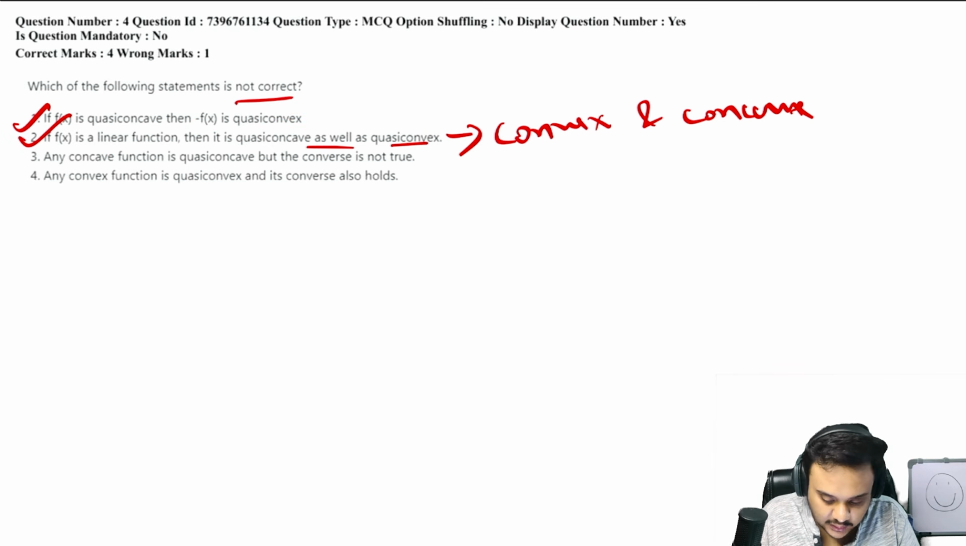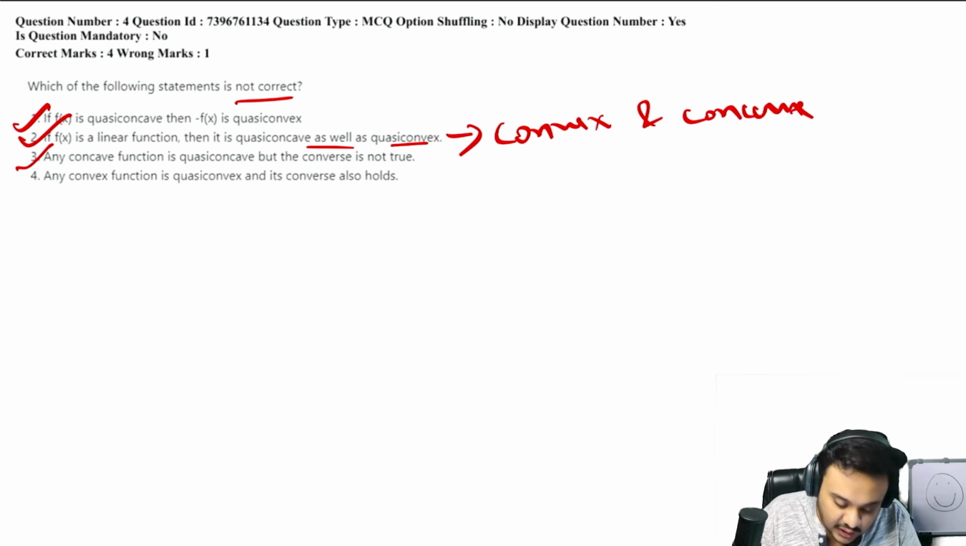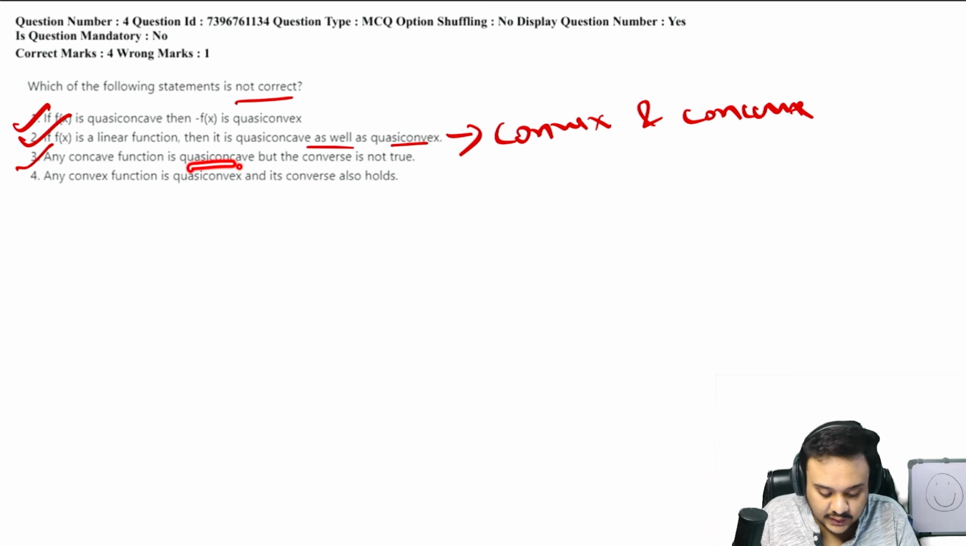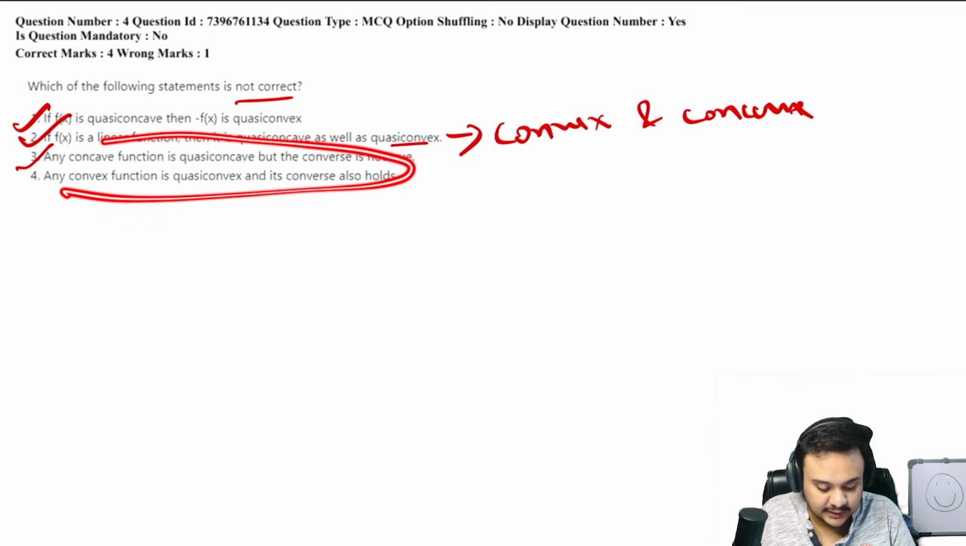So any concave function is quasi concave, but the converse is not true. 100% true, as I just said, concavity is a stricter condition. So by default, if it is concave, it will be quasi concave. And if you have prepared for the IITs, you will know that this was actually a question that has been asked in JAM before. Okay, this part.